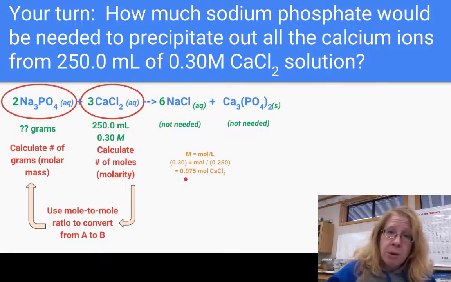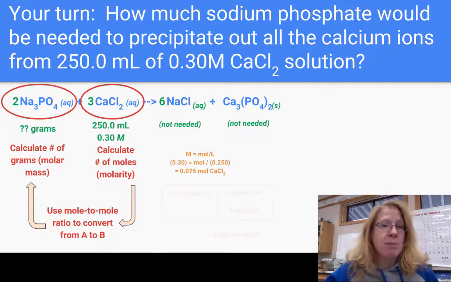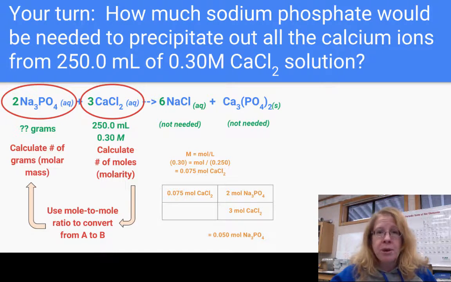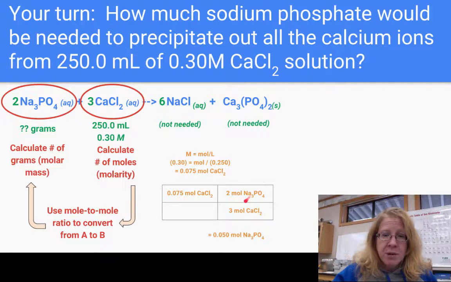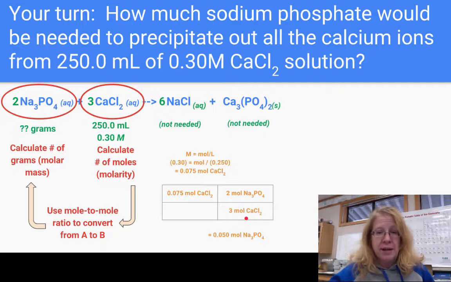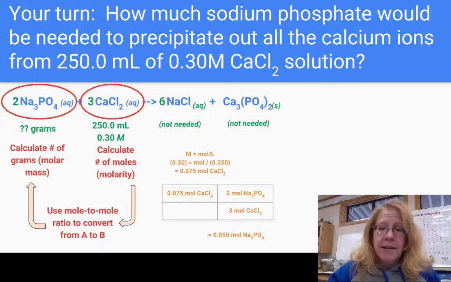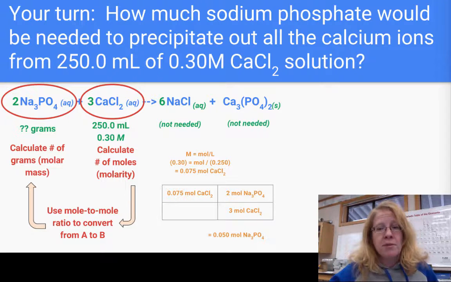And now I can do my mole to mole ratio. That's the second kind of phase of these problems. So here's my little mole to mole ratio, my mini wonder fraction. These are in a 2-to-3 ratio, and again, those numbers come from my balanced equation. 2 moles of sodium phosphate go with 3 moles of calcium chloride. So when I math that out, 0.075 times 2 divided by 3, I get 0.050 moles of sodium phosphate could be produced. And then the very last step is to convert from the moles of sodium phosphate to grams.